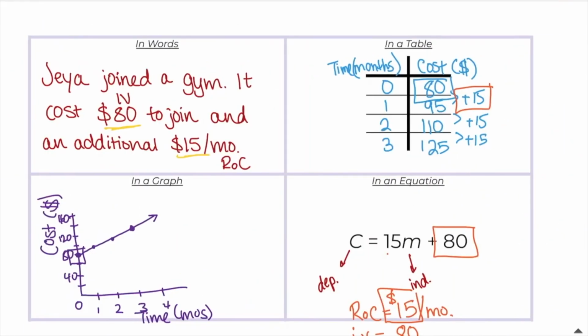And then in our last scenario that we have here, our initial value in our description, it tells us it's 80. In our chart, it is also 80. In our graph, it is also 80. And in our equation, it is also 80. So this tells us this is an example of partial variation.